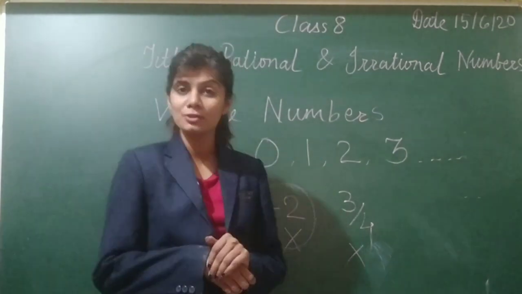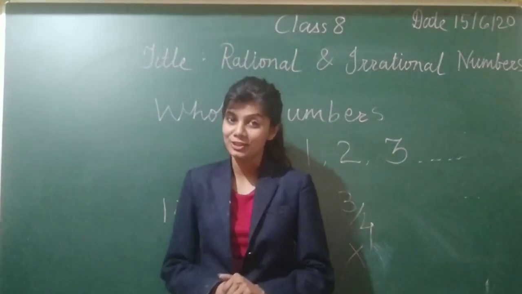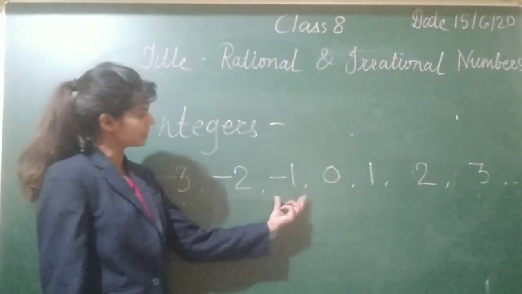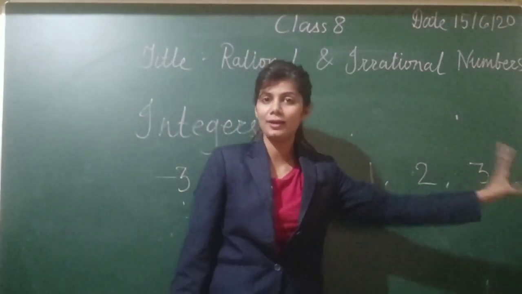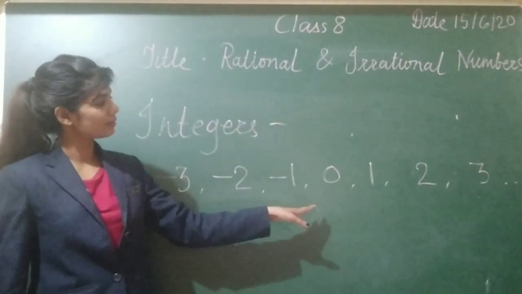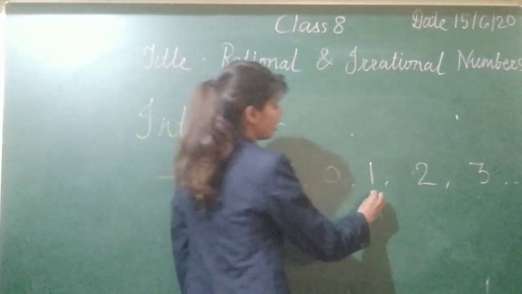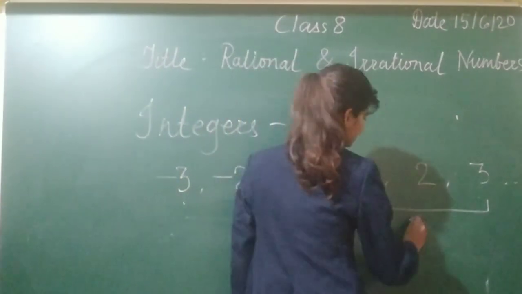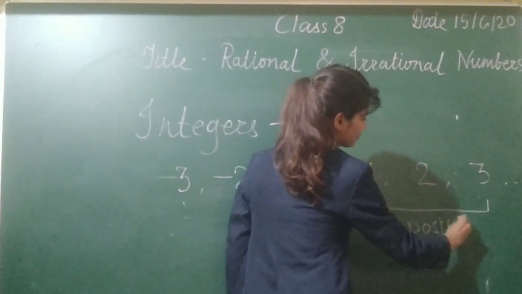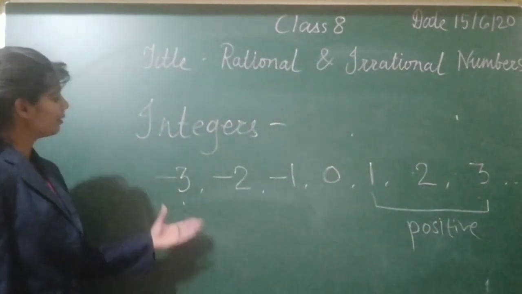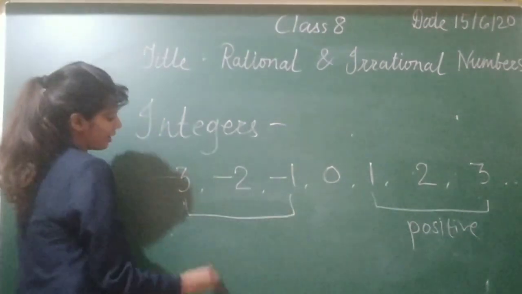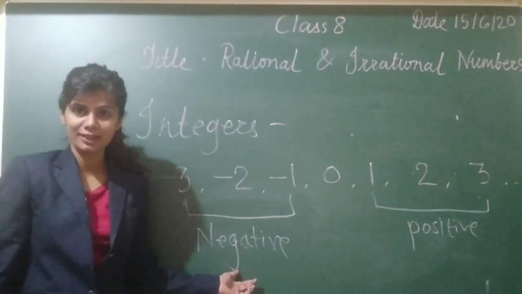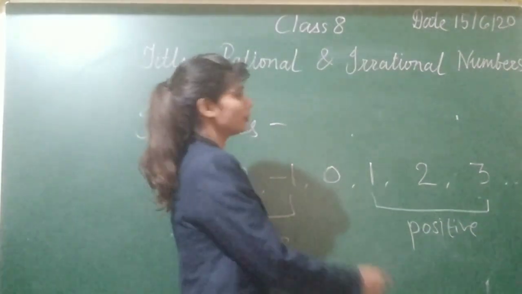So we have one more system that is called integers. Now we have a few numbers here: -3, -2, -1, 0, 1, 2, 3 and so on. Numbers which are on the right side of 0 are positive, hence we call them positive integers. And numbers on the left-hand side are called negative integers, right?